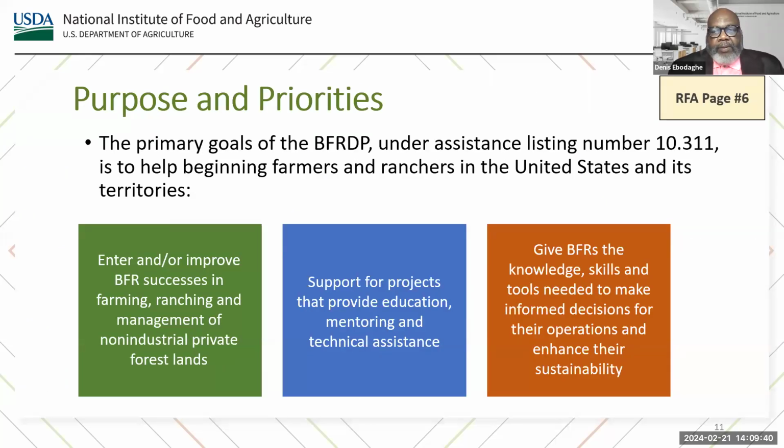As Dr. Carter alluded to earlier, the primary goal of BFRDP is to enter and improve successes in farming and ranching. It supports projects that provide education, mentoring, and technical assistance. And also, it supports the knowledge, skills, and tools needed to make informed decisions for farming operations for future generations.